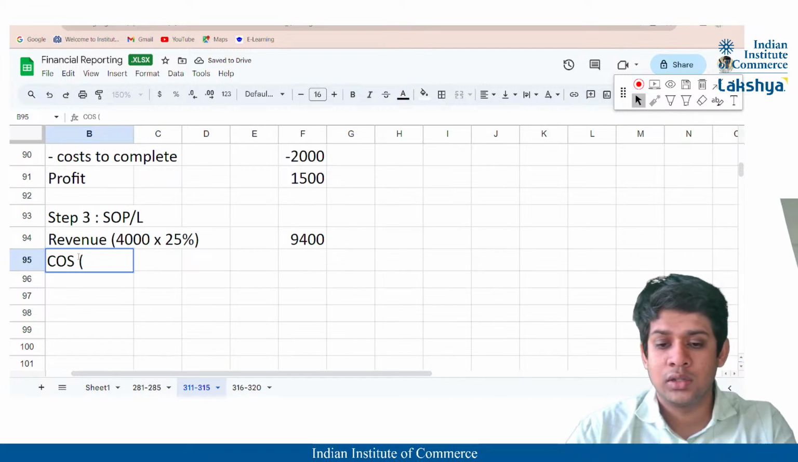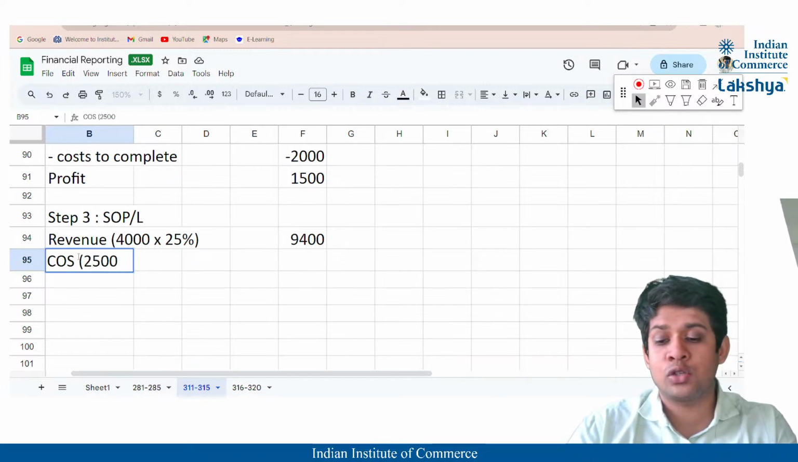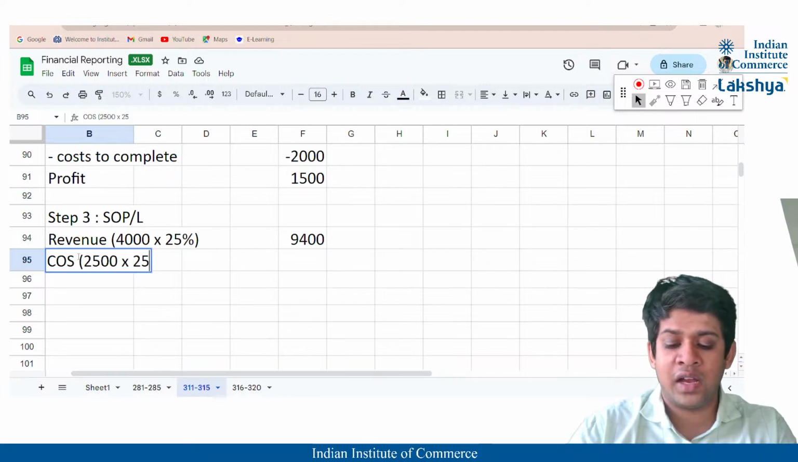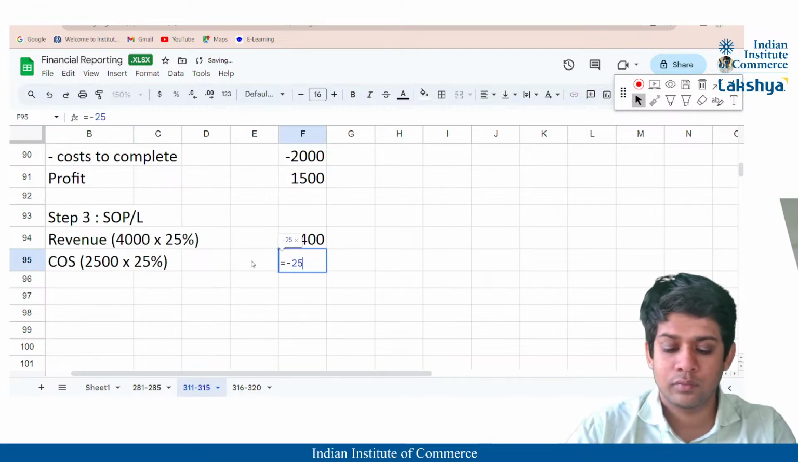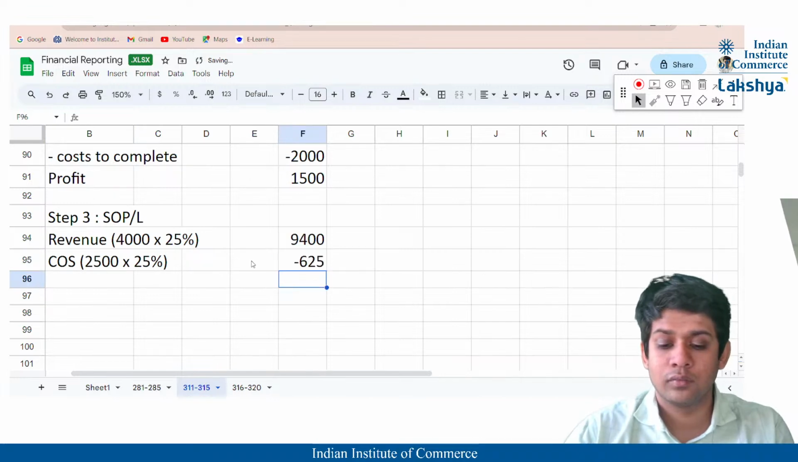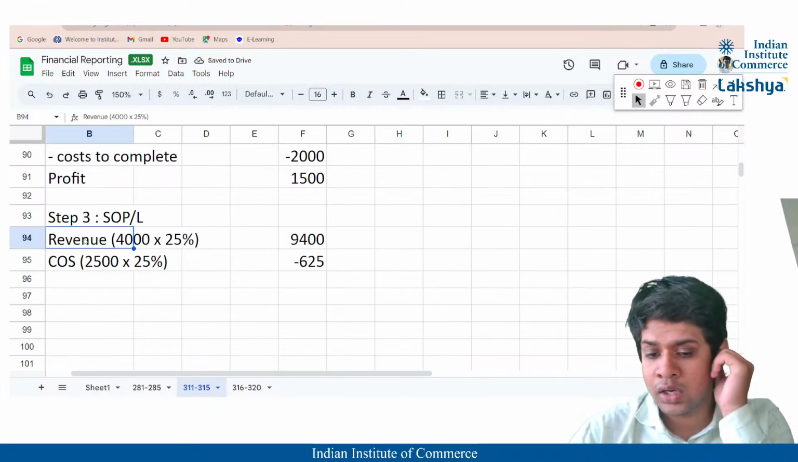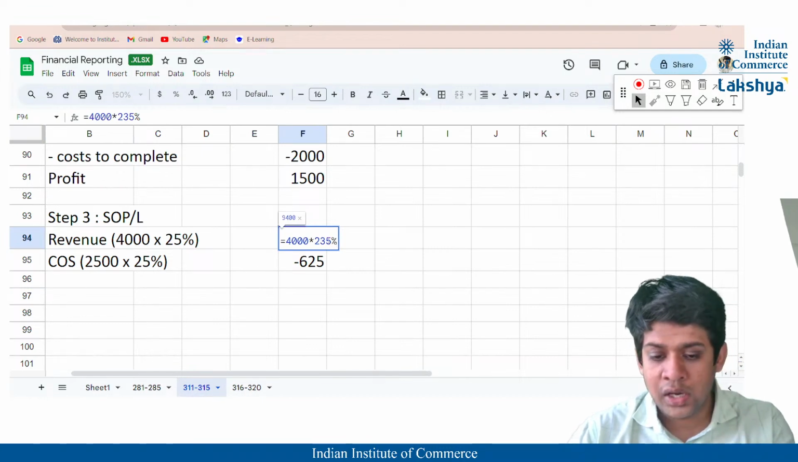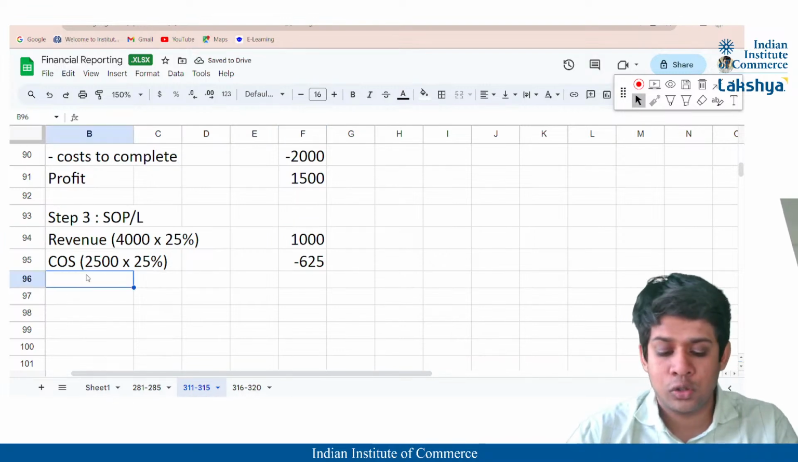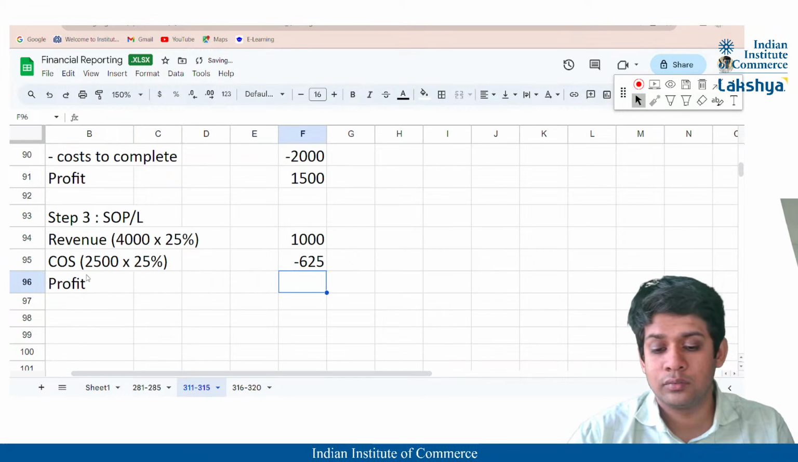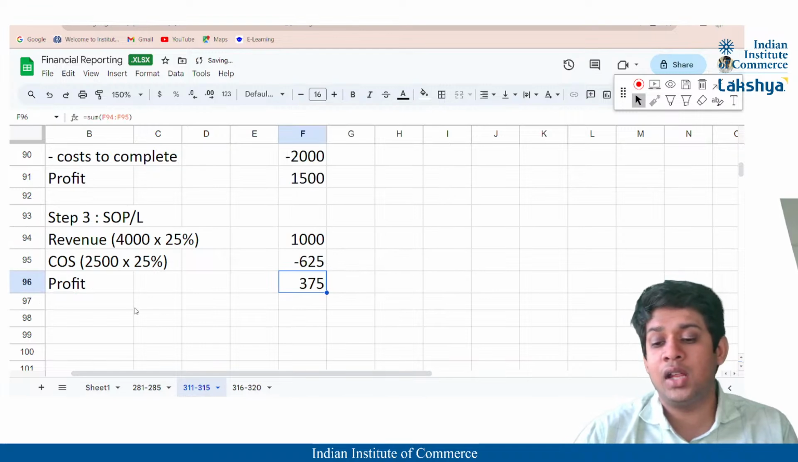And cost of sales is 2,500 in total. That is 2,000, which is the cost that is going to be incurred, plus 500 which is already incurred, into 25%. That is 625. Okay, revenue, I made a mistake somewhere. I did 235%. It is just 25%. Yeah, that is 1,000. So my profit for the year is simply going to be 375.